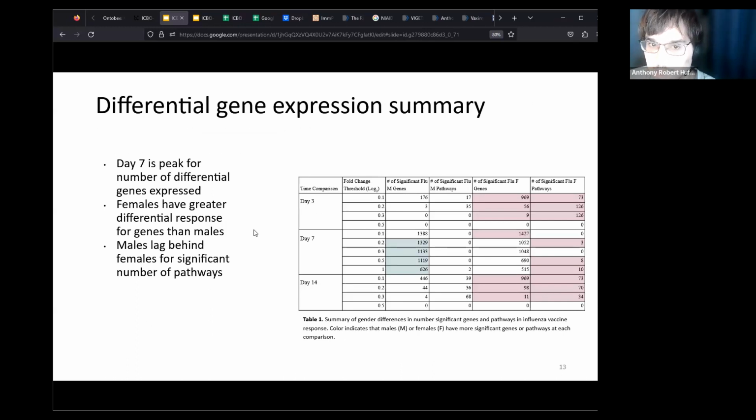So when we completed our analysis for the combined influenza vaccines, we checked fold changes for multiple different genes and proteins at different thresholds, which you can see as part of Table 1. And we also recorded the number of genes and pathways we found to be significant for males and females. Now, for our analysis, we found that day 7 was the peak where we had the most gene expression in both males and females.